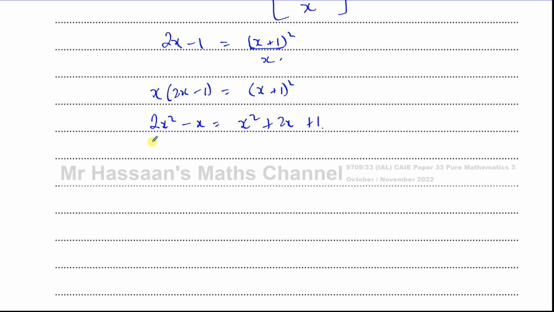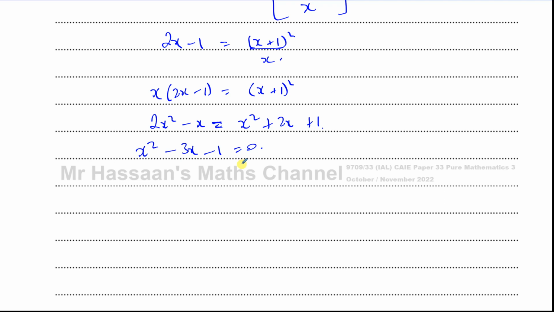We can bring all the terms to one side, as it is a quadratic. We're going to use the zero product property to solve it. So 2x squared minus x squared is x squared. Minus x minus 2x is minus 3x. And you got minus 1 equals 0. So now this cannot be factorized. That's quite obvious from the question.